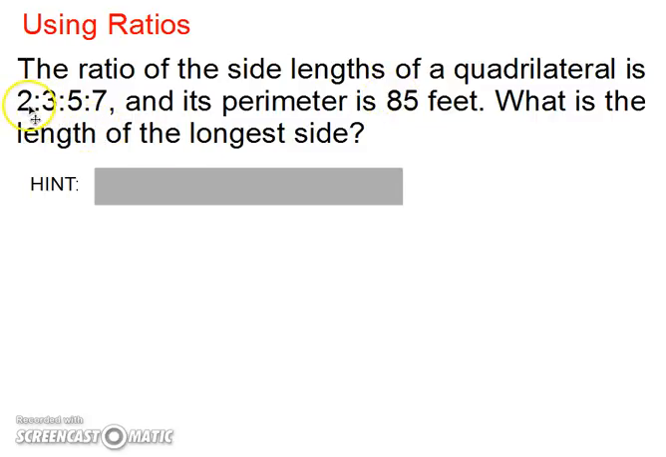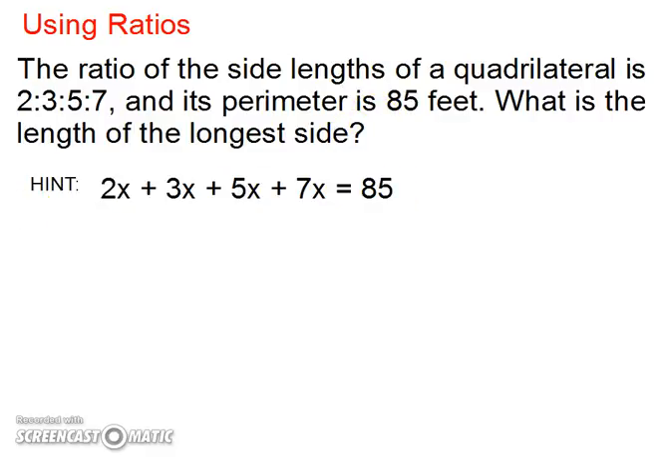Now, we don't know what the value that goes with 2, 3, 5, and 7 is to make 85 feet. So we can set up an equation. 2x plus 3x plus 5x plus 7x is going to equal our 85 feet. Now, we can simplify by combining like terms, giving us 17x equals 85. Then divide both sides of our equation by 17, and x equals 5.